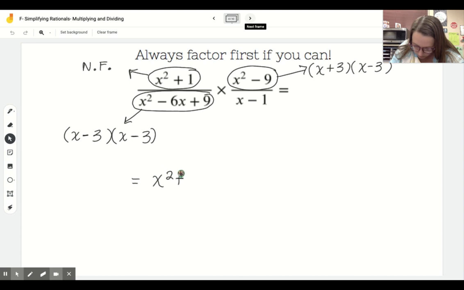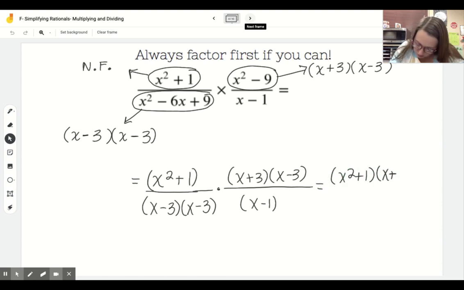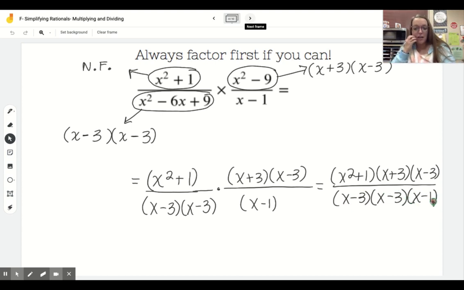So I'm going to write this now in my factored form. I've got x squared plus 1, which I could not factor. I've got x minus 3 times x minus 3. And then I'm multiplying by x plus 3 times x minus 3 over x minus 1. Okay, multiply across the top and bottom. x squared plus 1 times x plus 3 times x minus 3. On the bottom, x minus 3 times x minus 3 times x minus 1.